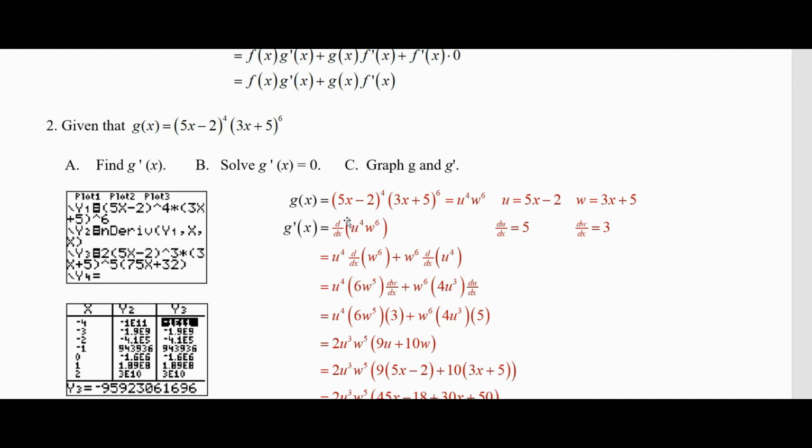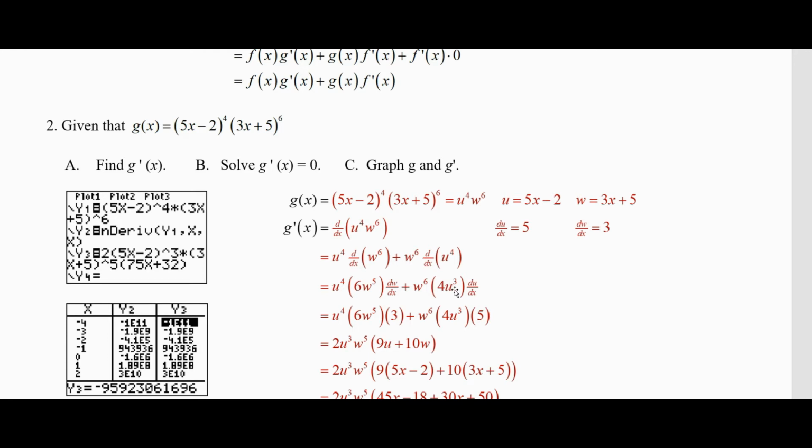So g prime is the derivative with respect to x of u to the fourth w to the sixth. So I'm going to use the product rule. First, u to the fourth times the derivative of the second, derivative of w to the sixth, plus the w to the sixth, the second factor, times the derivative of the first, derivative of u to the fourth. Now this is just the power rule, so that's 6w to the fifth, but I made a substitution, so I have to multiply by the derivative of the w.